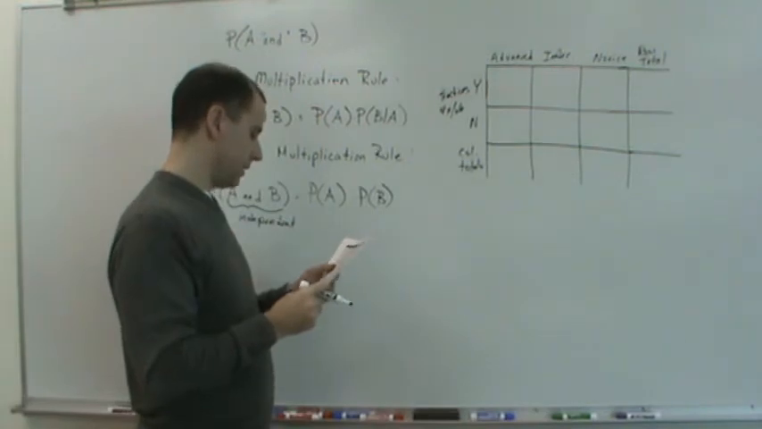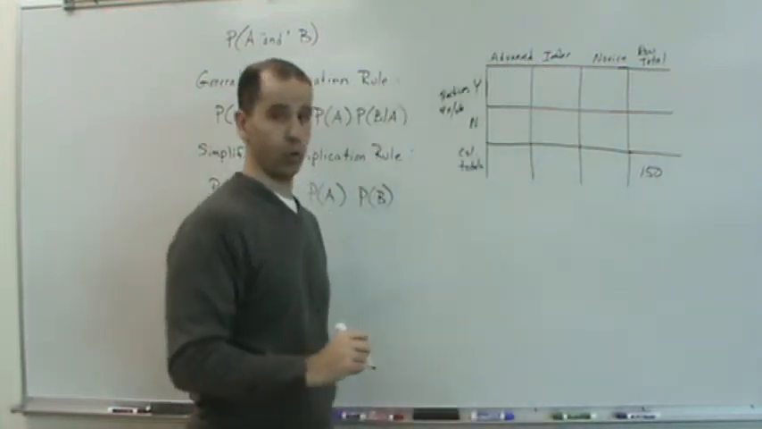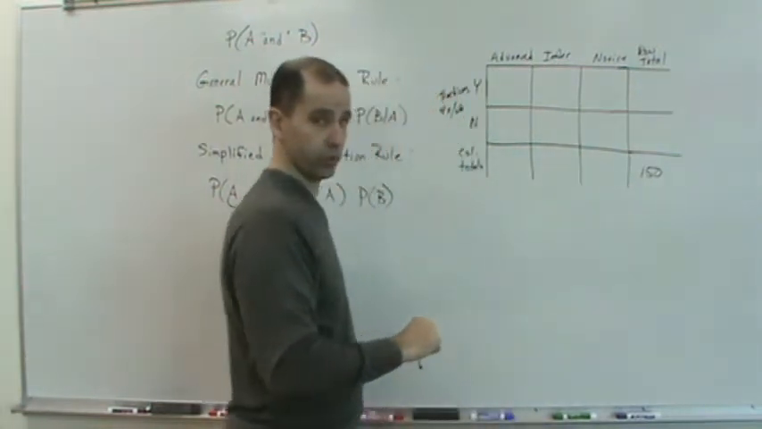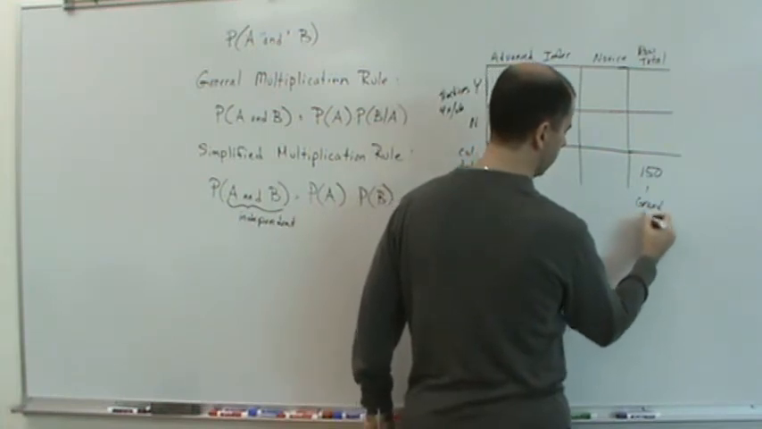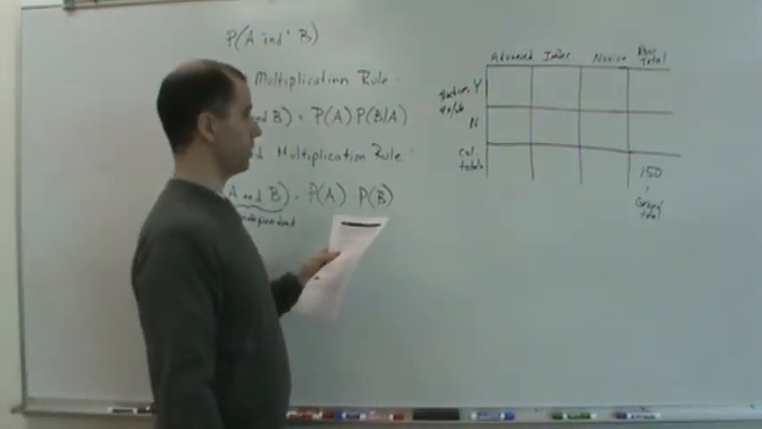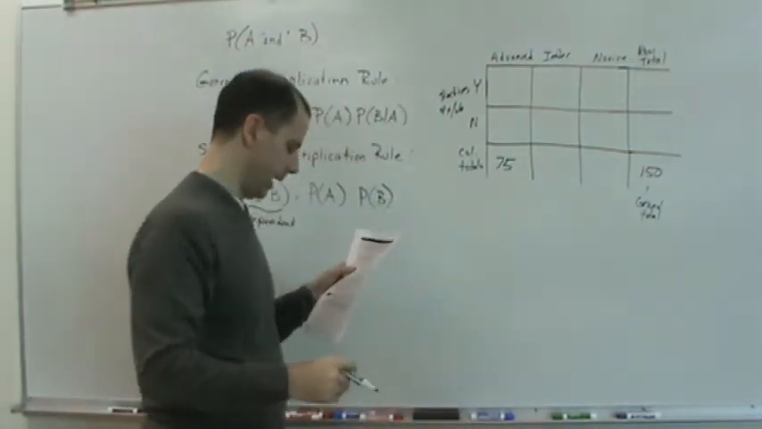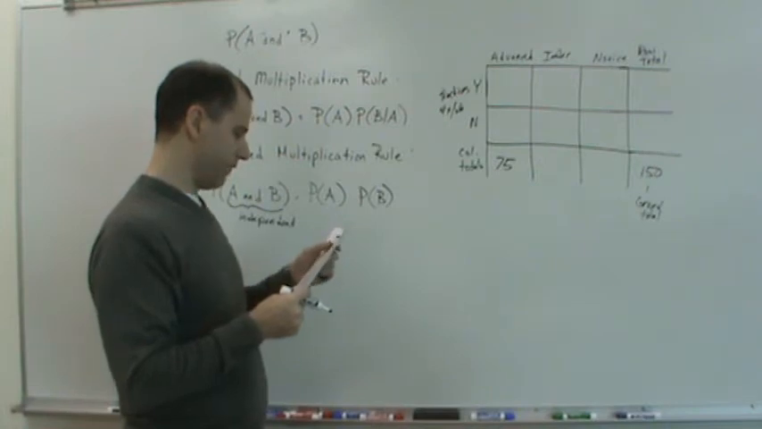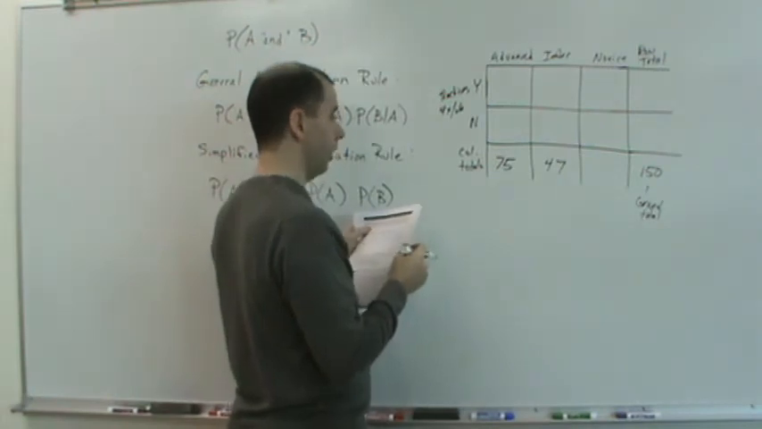Okay. So it says 150 members of the swim team. So here's 150. That's going to be our grand total. If we total all the column totals or all the row totals, that's the grand total. So 75 of the members are advanced swimmers, so this total here for advanced should be 75. And 47 are intermediate. And the rest of the 150 are novice.